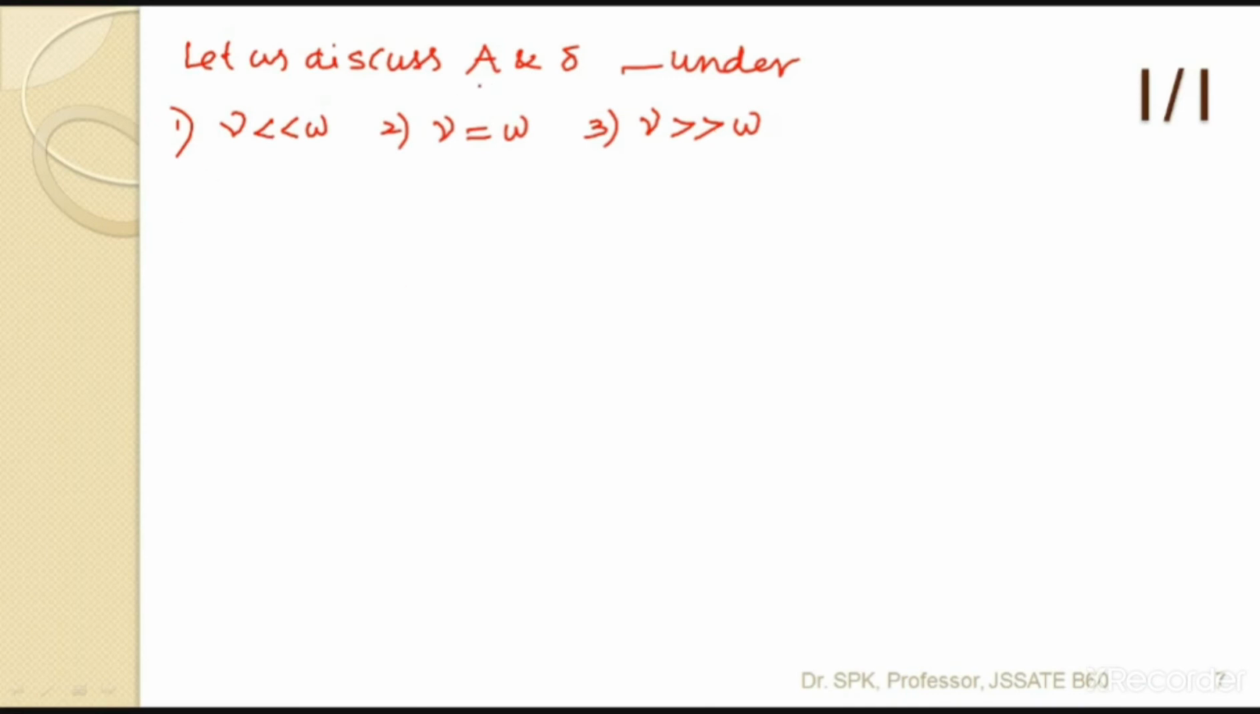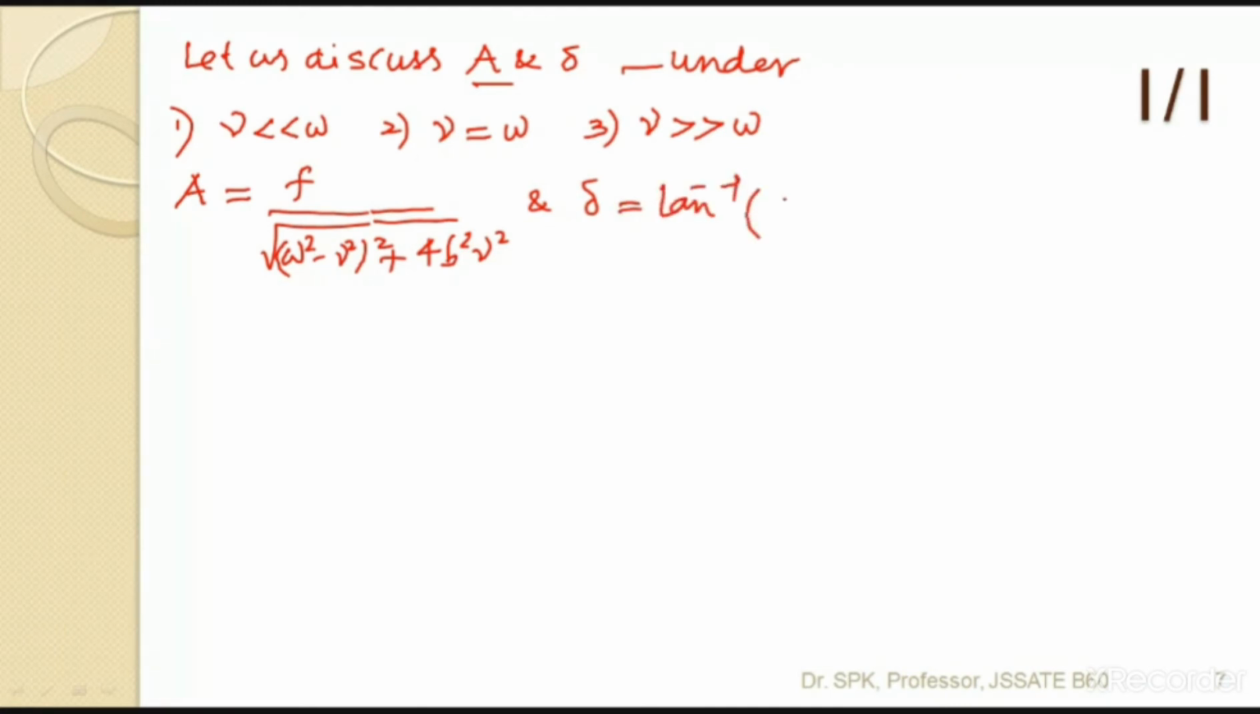Now to discuss this, let us take the quantities A, which we already derived. A is equal to f divided by the square root of (ω² − μ²)² plus 4b²μ², and delta, the phase angle, is tan inverse of 2bμ by (ω² − μ²). Let us find out what happens to the amplitude, and what will be the phase angle, when the applied external driving frequency is much less than the angular frequency of the body, because we see here ω and μ.